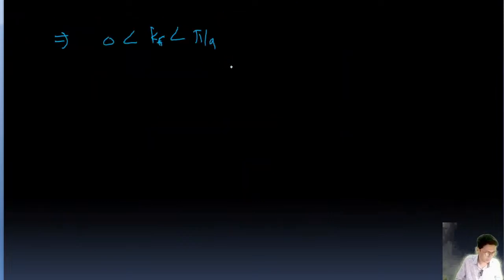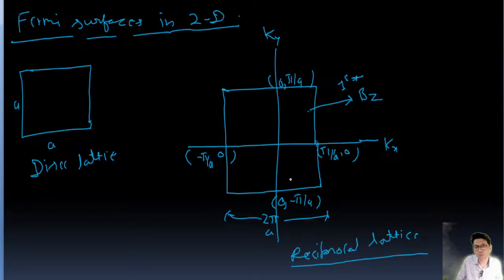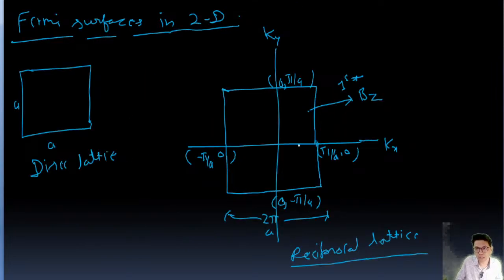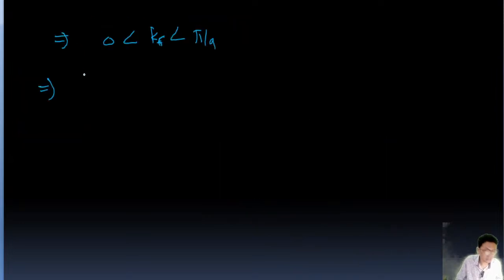Okay, important thing. Now in this case, what will happen? That implies the Fermi surface will completely lie inside the first Brillouin zone, right? Because we can see that the radius of the circle is 0.79 pi by a, right? So that will be inside this first Brillouin zone, right?